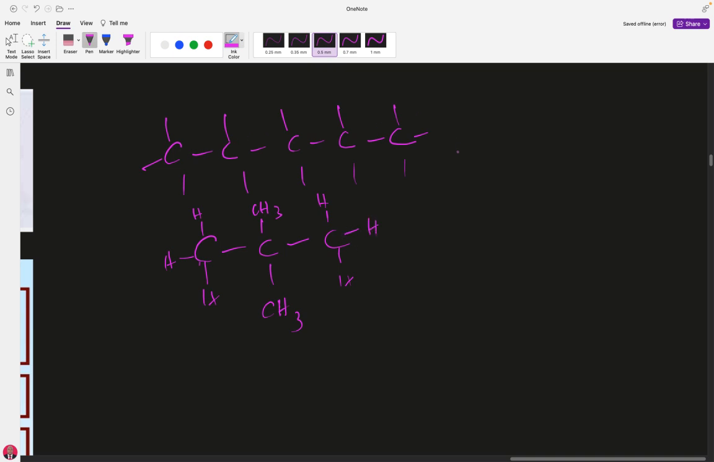This normal chain, we call it n-pentane. Then this is a normal pentane. So what do we call this one? From here, this is 1, this is 2, and this is 3. We can call this 2,2-dimethyl. What is the parent name? 1, 2, 3. 2,2-dimethyl propane.